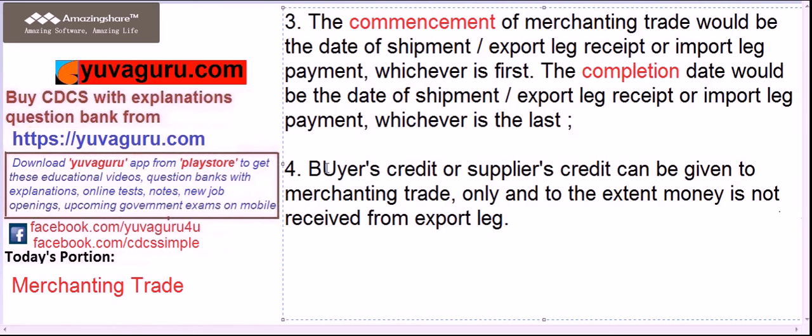Next is buyer's credit and supplier's credit can be given to merchanting trade only to the extent money is not received from the export leg. Means if the export leg payment is received, then why does the customer need the payment? And if the payment is not received, only then the bank needs to fund him, and also to that extent to which he has not received. Means suppose if it is a $100 transaction and he has received $50, then the bank needs to fund only $50.